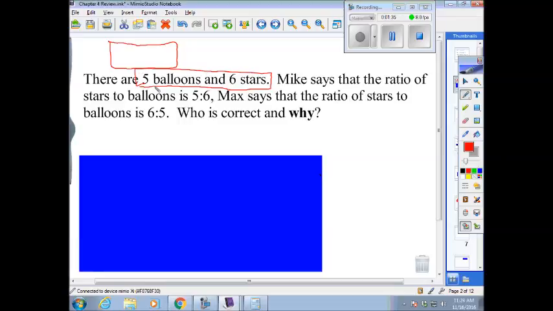Skovic? Fake ratio. Yeah, that's my fake ratio. So what does it describe the meaning? Like when I ask you to describe the meaning of that ratio, what could you say? Big Will? That there are 5 balloons, 6 stars. So what I like to do is I like to write that out. 5 balloons, 6 stars. Right?